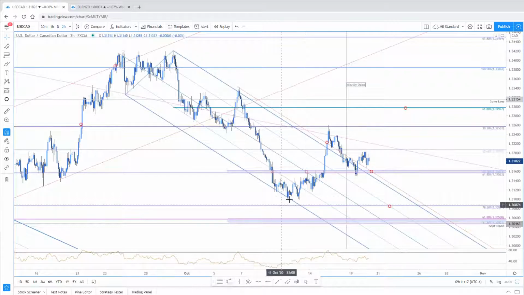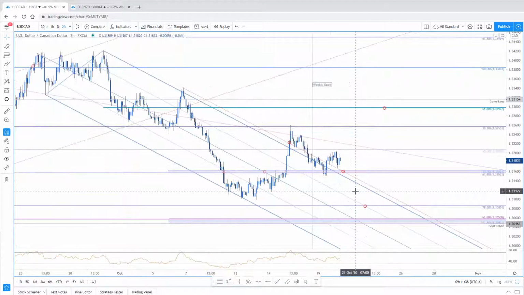We said, you know what? Look for the test of this resistance. If that breaks, look higher. Well, it broke, it rallied, it broke slope, and then what the hell is this? Like, if it's a break, give me the break. If it's a pullback, false break, give me the false break pullback. This is a mess. So I am just keeping hands off dollar CAD at this point.